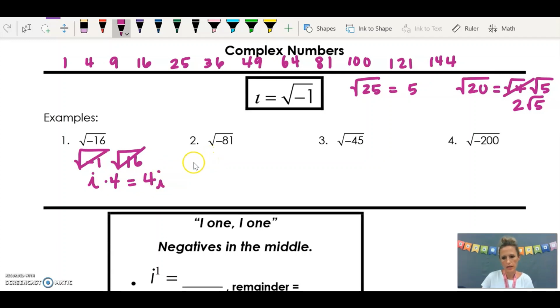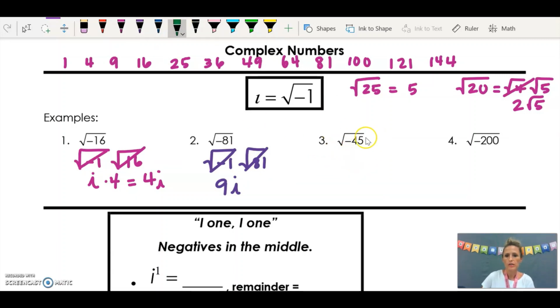Like when we write a number with a variable, we don't write i4, we don't write x3, we write 3x. So we're going to do the same thing here. In the next example, we'll do the same thing. -1 times 81, and the square root of -1 is i, and the square root of 81 is 9.